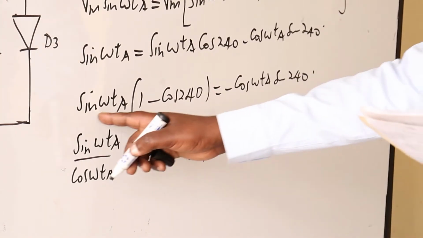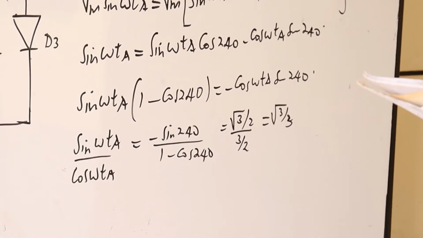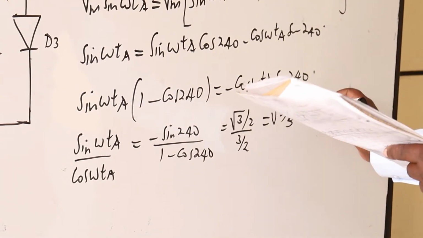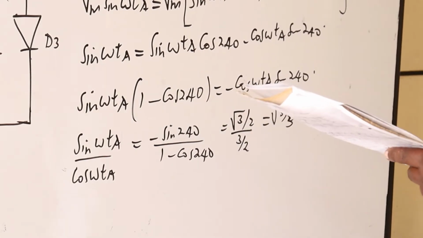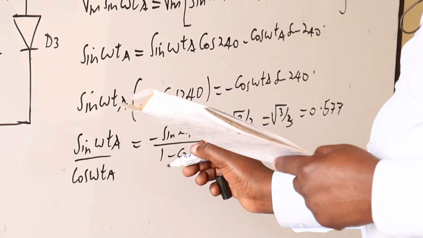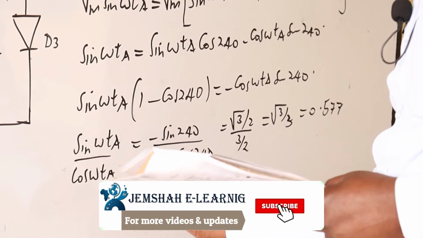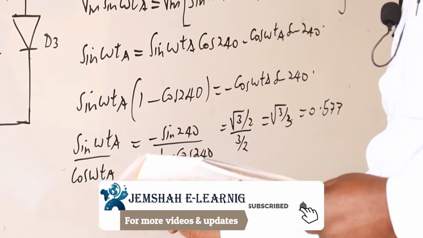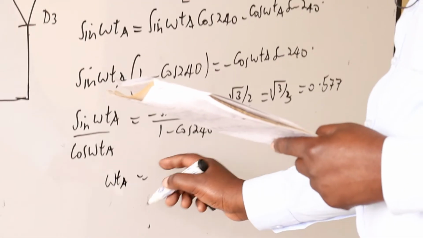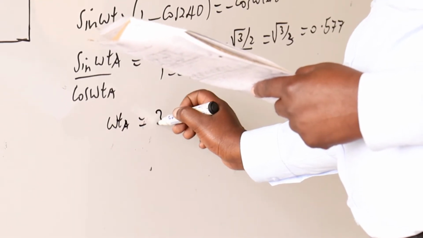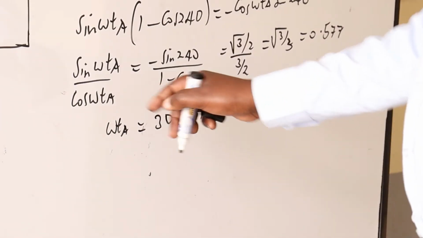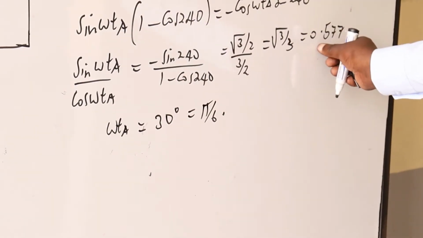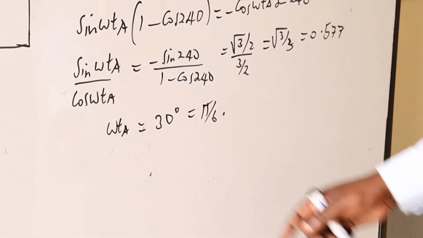So that is the tan, because sine over cos is tan. So this equals 0.577. So the angle, which is omega t at point A here, will be 30 degrees, which is equivalent to pi over 6. That is the tan inverse of 0.577. It gives us pi over 6, which we have here.